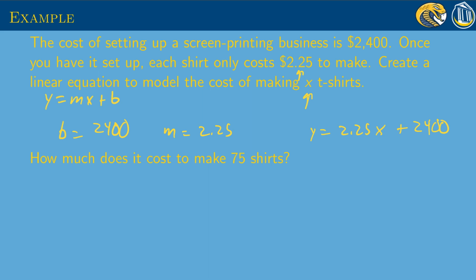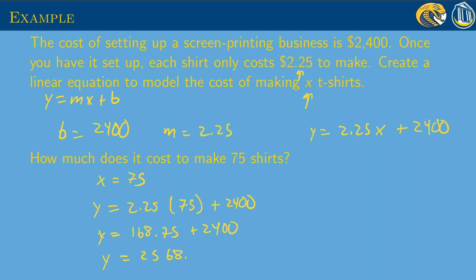How much does it cost to make 75 shirts? Well, in this case, this just means x equals 75 shirts. And so we'll plug that into our equation here, and we're left with y equals 2.25 times 75 plus 2,400. This gives us y equals 168.75 plus 2,400, or a total cost of $2,568.75.